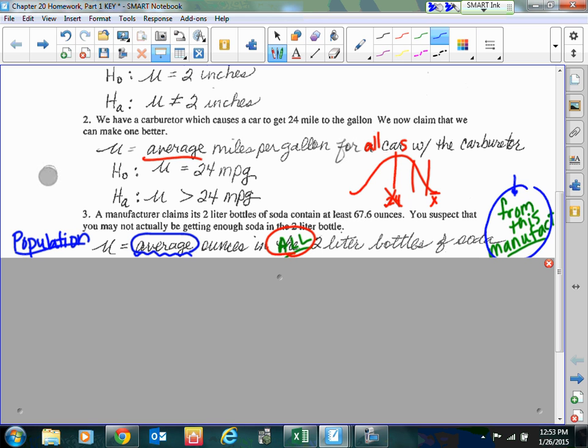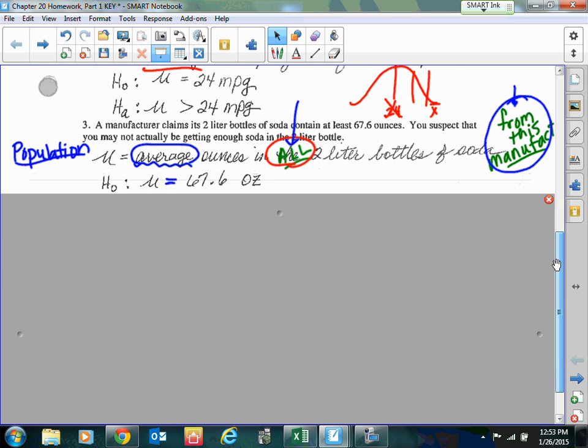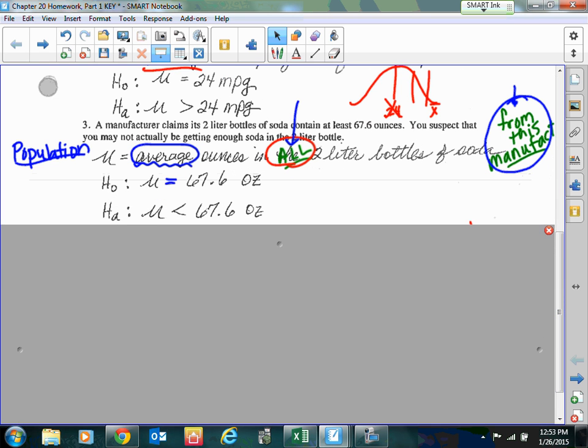I need to know that it's from this manufacturer. This is probably debatable. It's good, but I probably wouldn't mark it wrong if that wasn't there. I think you could handle it not being there. And so, of course, your null is it being equal to 67.6, and your alternative is it being less than, because you were afraid you were not getting enough.